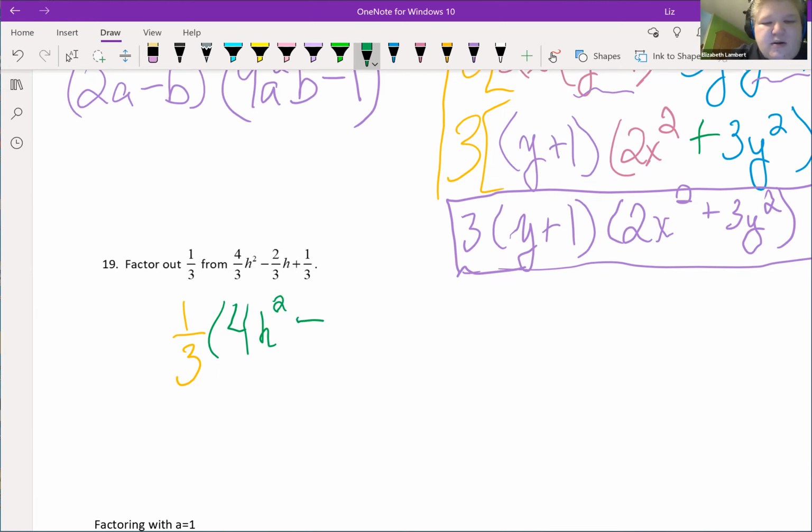Now we do it again. 2/3 times h. So 2/3. The third is out front, so we just have a 2. Plus 1/3 times 1 would get us back to 1/3. That's all they want. Especially for here, we haven't even talked about factoring a 3-term quadratic yet. If all they say is factor out this fraction from the mess, just factor it out and write the result. Don't do more work than they ask for.